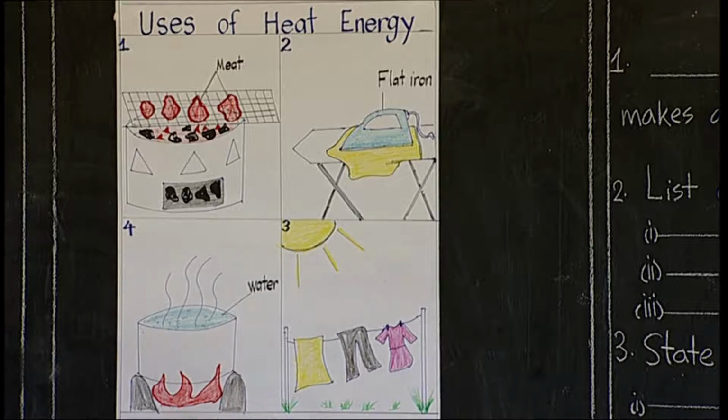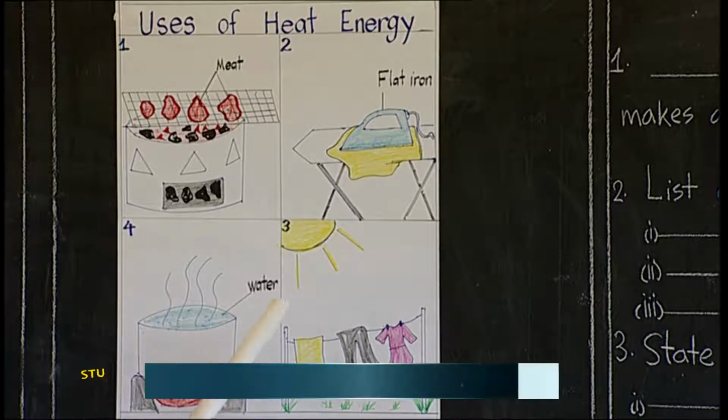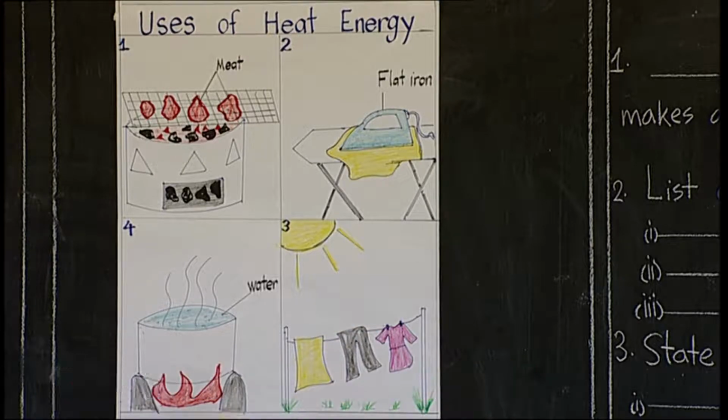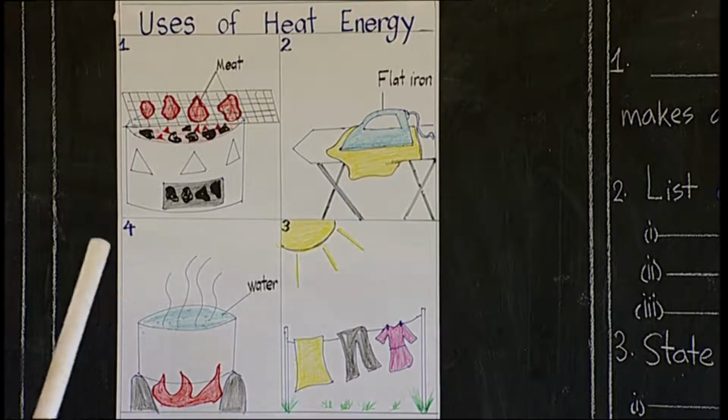Number 4. Oh, number 3, before number 4. What can you see in picture number 3? Yes, she's telling me that she can see the sun. In the previous lesson, we saw how the sun is important, or the energy got from the sun, how it is important, and she's seeing clothes drying under the sun. So that means they are using the heat from the sun. Heat from the sun is the one making them dry. Good.